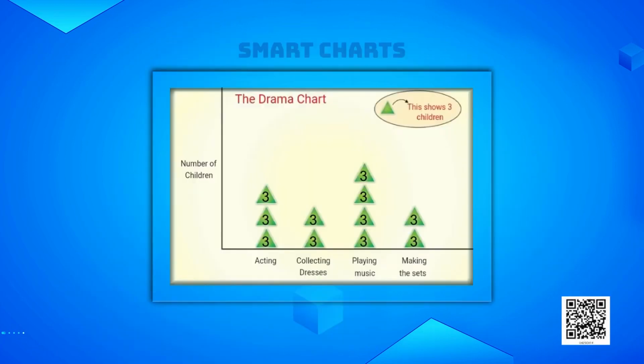It is given that each triangle represents 3 children. Therefore, for acting there are 3 times 3 is equal to 9 children. For collecting dresses there are 2 triangles, therefore 2 times 3 is equal to 6 children. For playing music there are 4 triangles, therefore 4 times 3 is equal to 12 children. For making sets there were 2 triangles and therefore 2 times 3 is equal to 6 children.